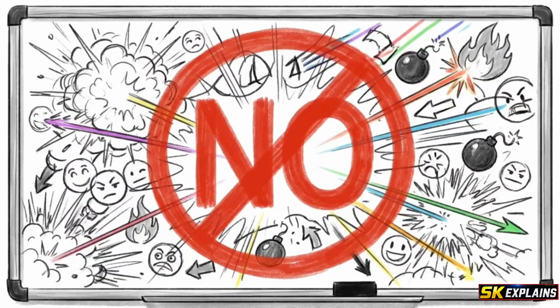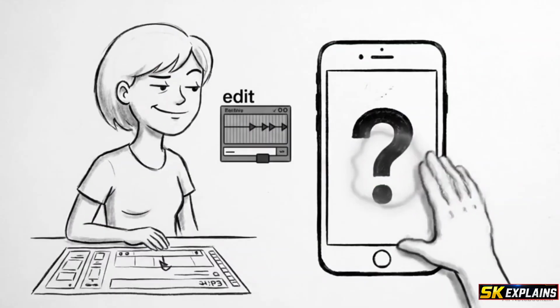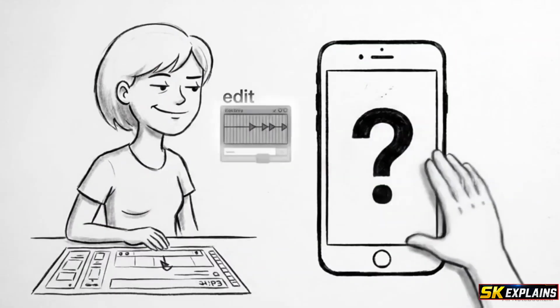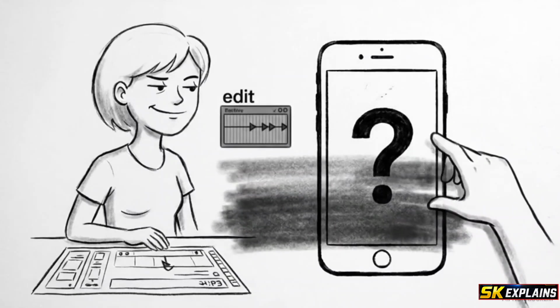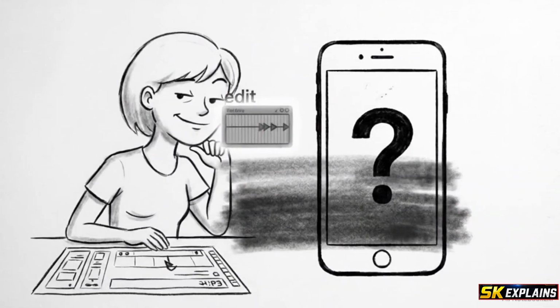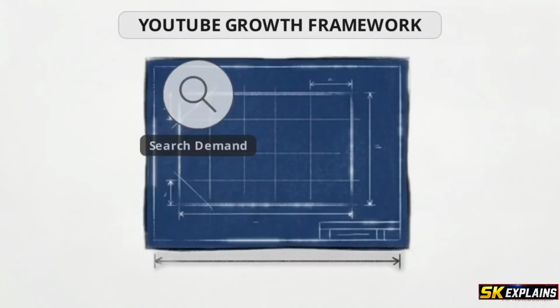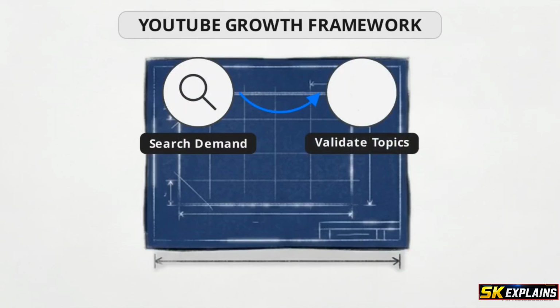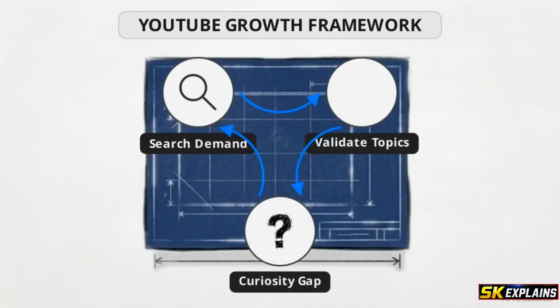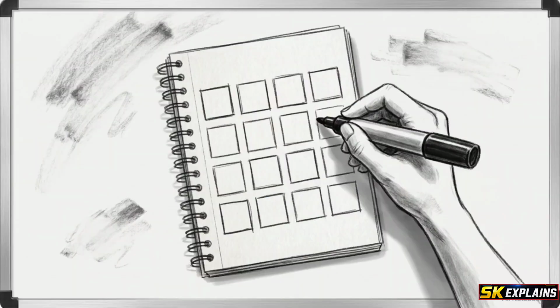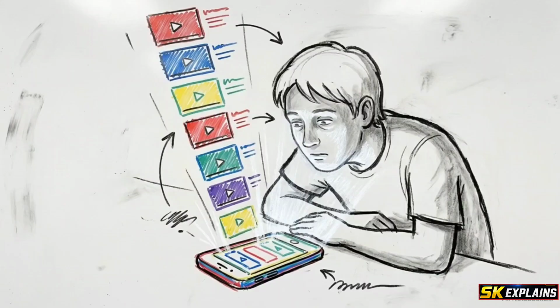Mastering the click isn't about the flashiest graphics. It's about intentionally withholding just enough information so the viewer feels they need to watch the video to get the full story. That is the complete framework. Identify search demand, validate your topics using outliers, and use the curiosity gap to maximize your clicks. Your next step is to map out 20 videos using this system. Avoid the temptation to make broad browse-style content until you have built a foundation of search-driven traffic.